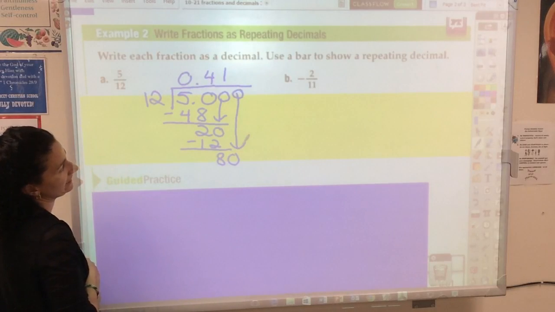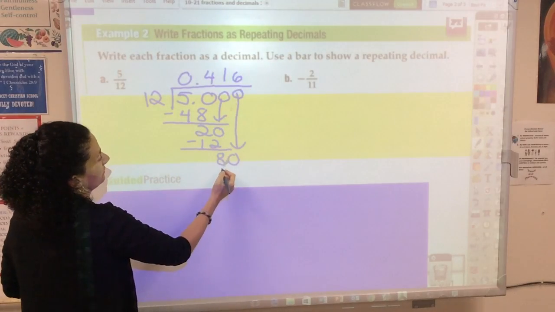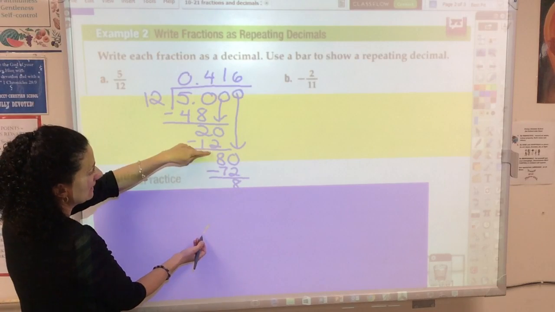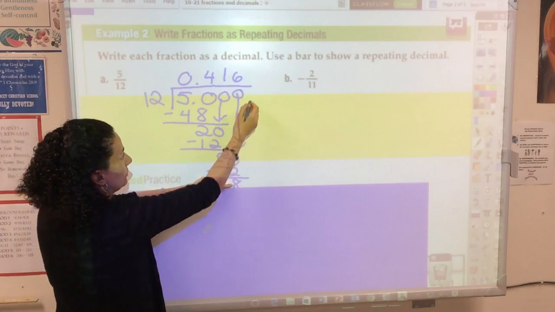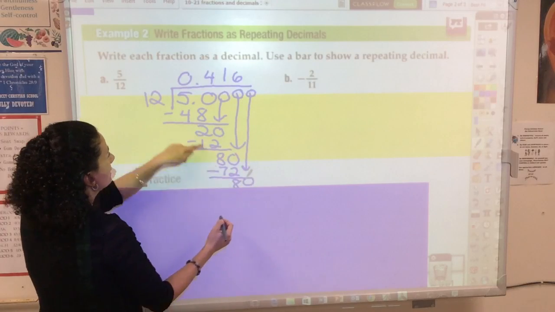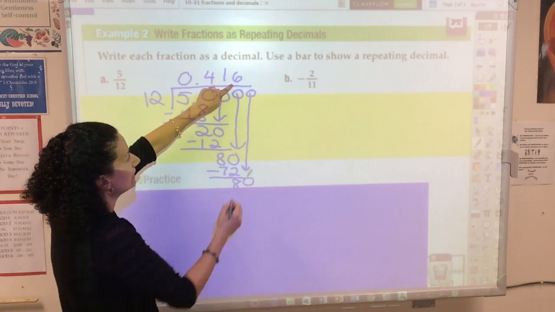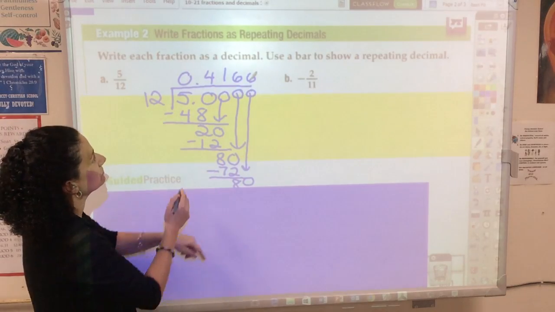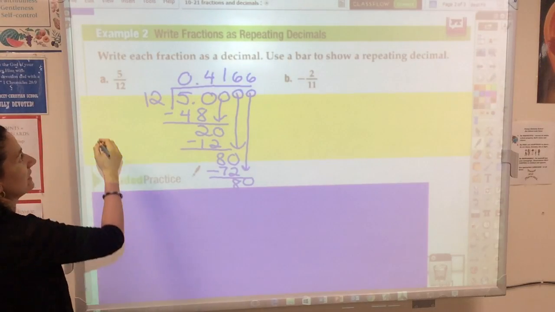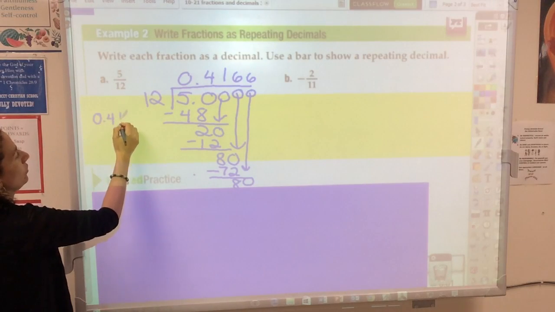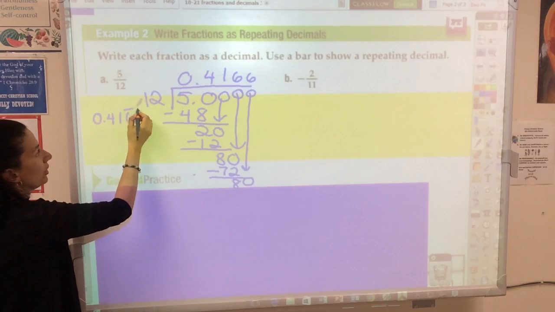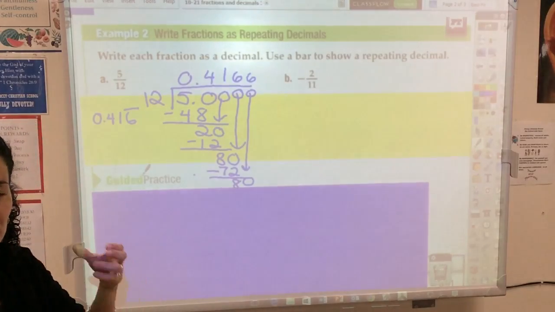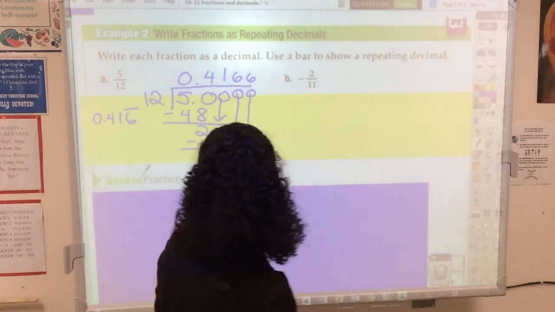12 goes into 86 times. 6 times 12 is 72. And here I'm noticing a remainder of 8 again. If I bring down another 0, 12 is going to go into 86 times again, and I'm going to have the same remainder over and over. So the 6 repeats. So 5/12 is actually 0.416. And I'm going to put a bar over the 6 to show that it repeats. Make sure you use bar notation if a number repeats.